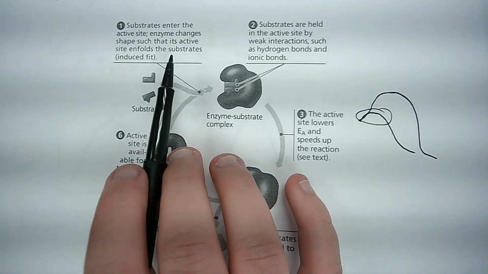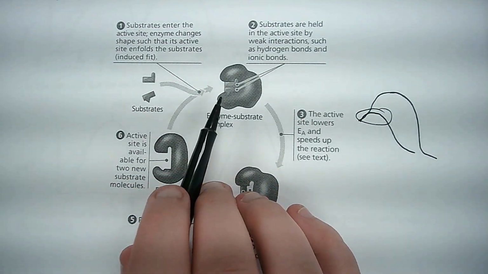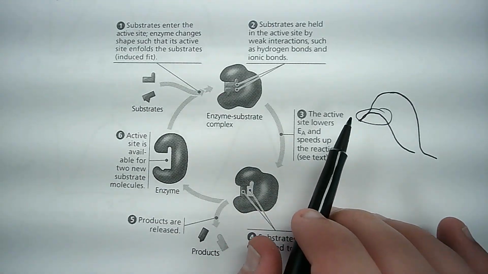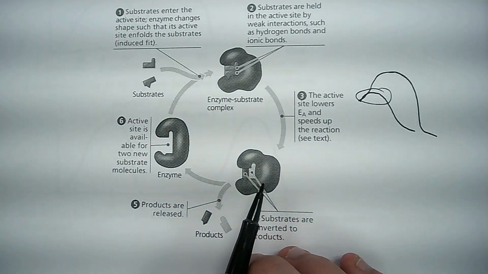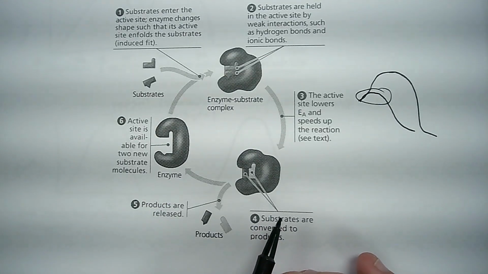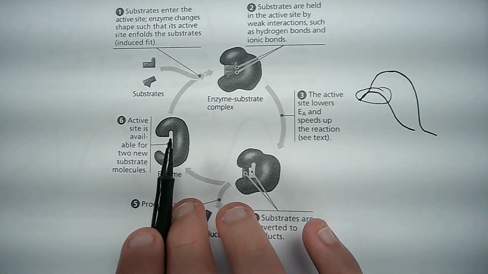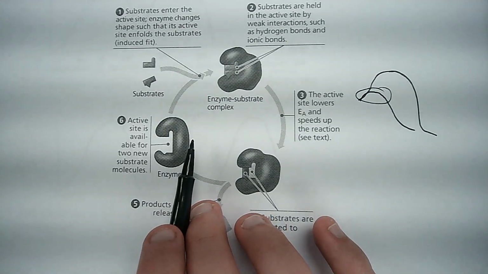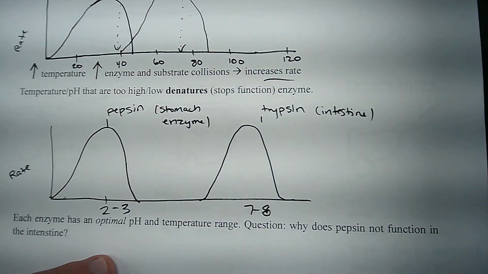Okay, so in general, substrates enter the enzyme. Then the enzyme forms around the substrates. This lowers the activation energy of the reaction, speeds it up, and causes the products to be formed. And then the substrates are converted to products and released. And guess what? Because the enzyme can be reused over and over, the cycle continues.